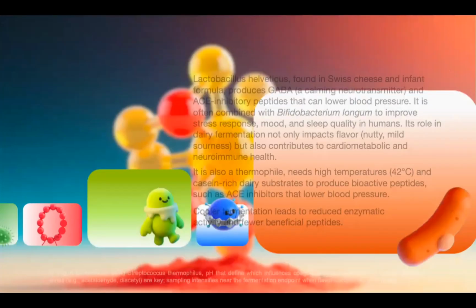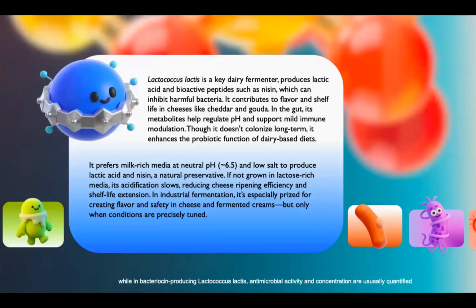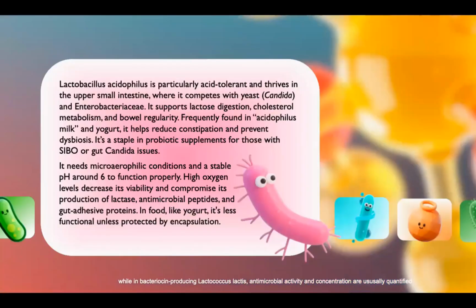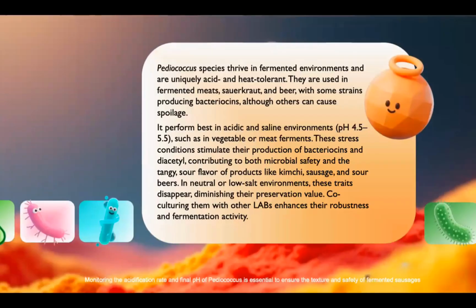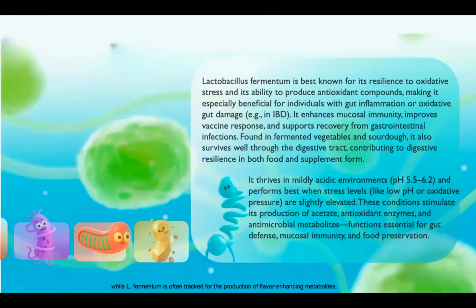For EPS-producing rhamnosus, monitoring can focus on viscosity and polysaccharide yield, while in bacteriocin-producing lactis, antimicrobial activity and concentration are usually quantified. Monitoring the acidification rate and final pH of Pediococcus is essential to ensure the texture and safety of fermented sausages, while fermentum is often tracked to produce flavor-enhancing metabolites.